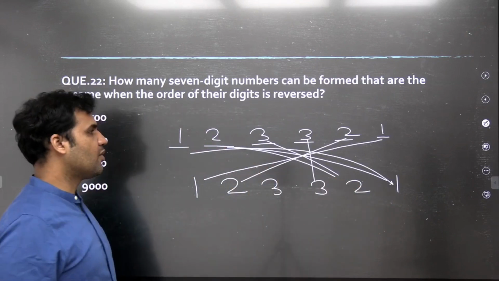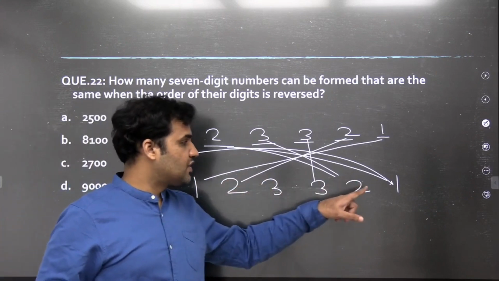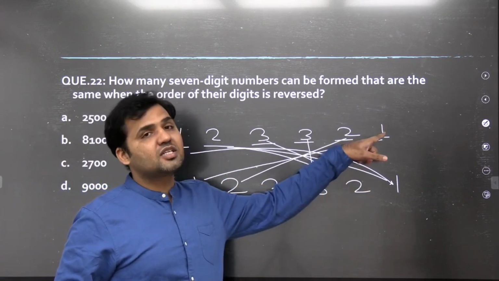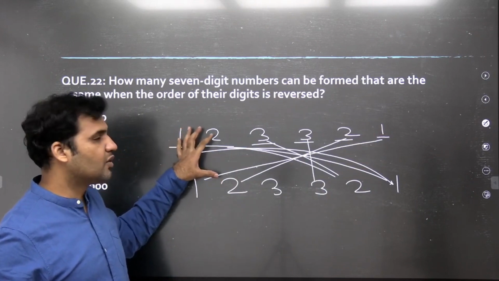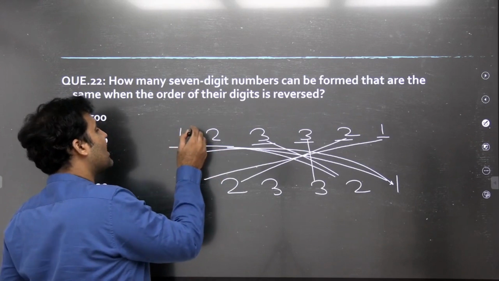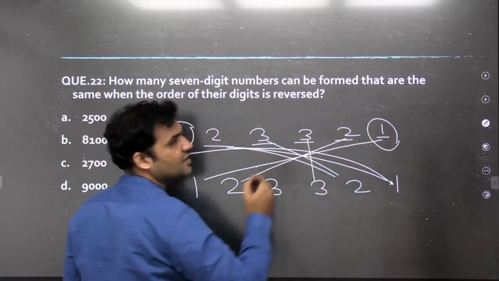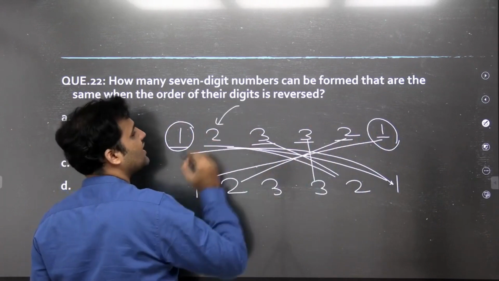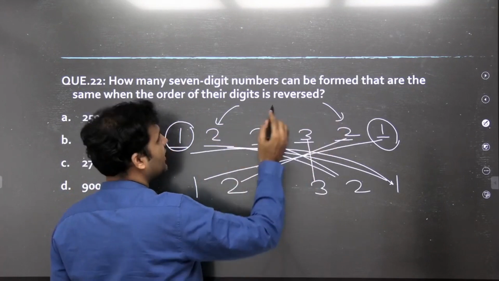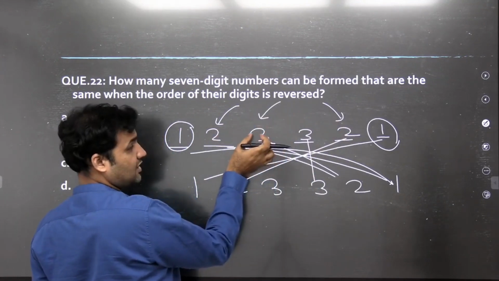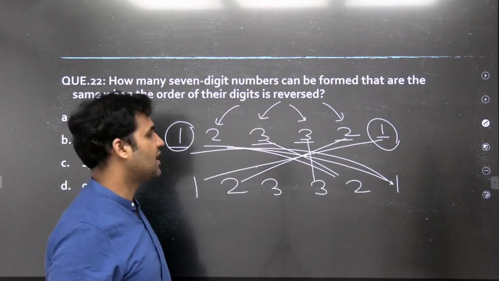So palindromic numbers are those numbers which give you the same number when the order of the digits is reversed. The property that you're supposed to follow to make a palindromic number is that whatever digit is coming at the first place, the unit place will also have the same digit. The digit at the second place will be the same as the digit at the tens place. The digit at the third position from the start will be the same as the digit at the hundreds position from the last.